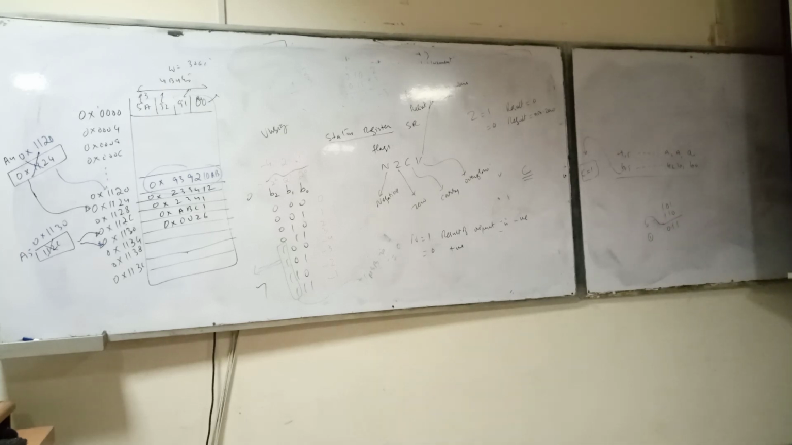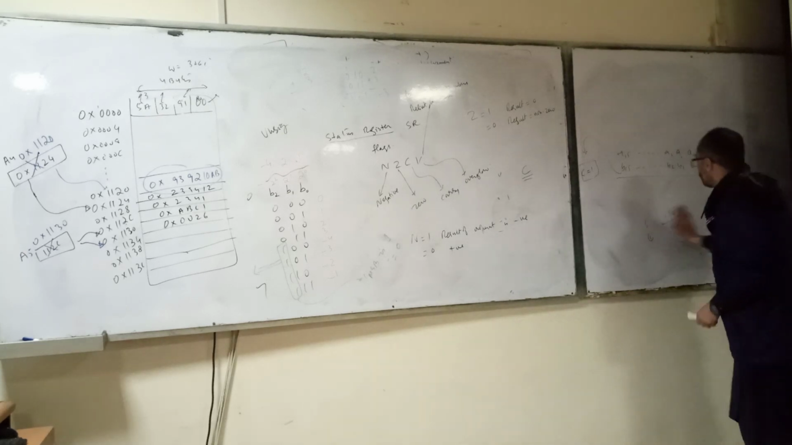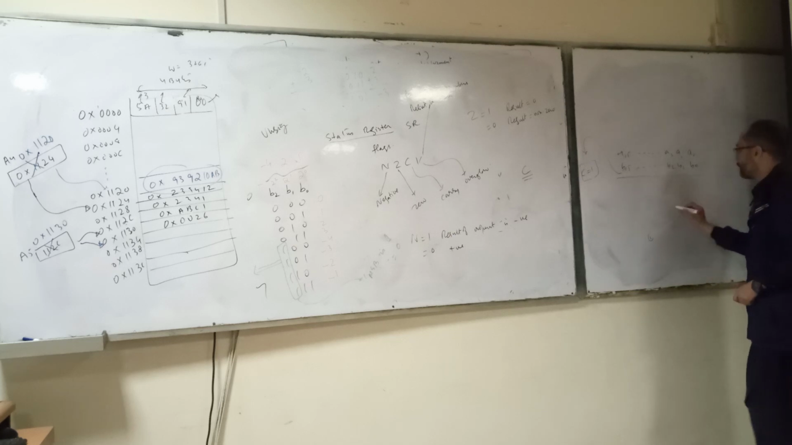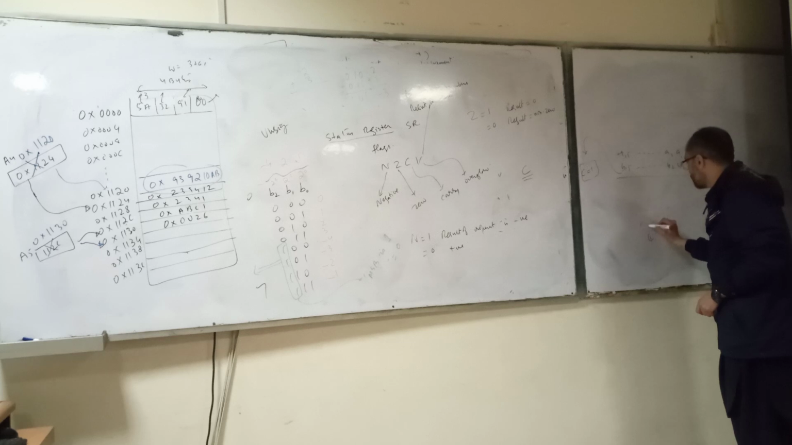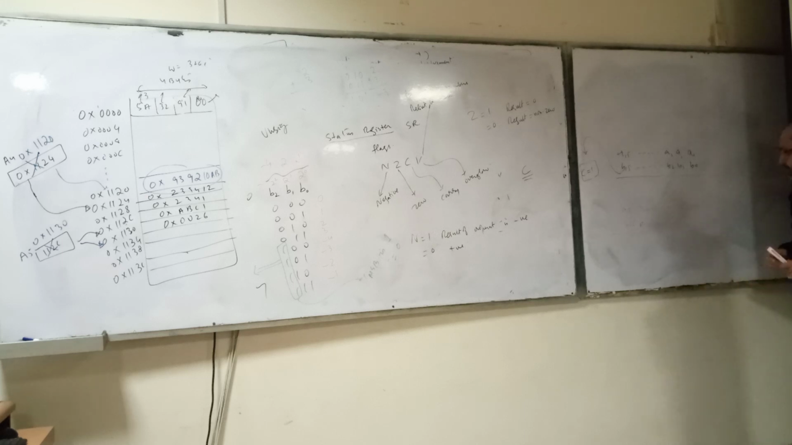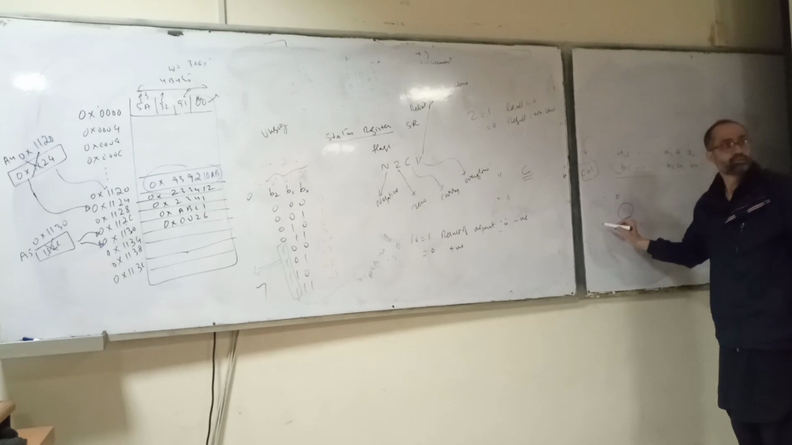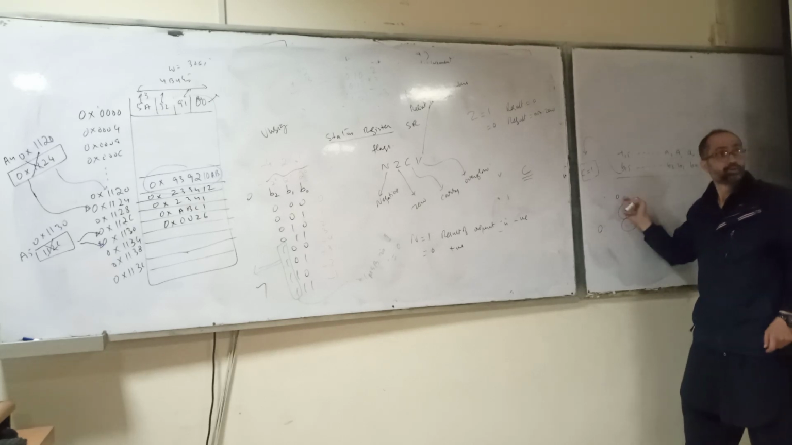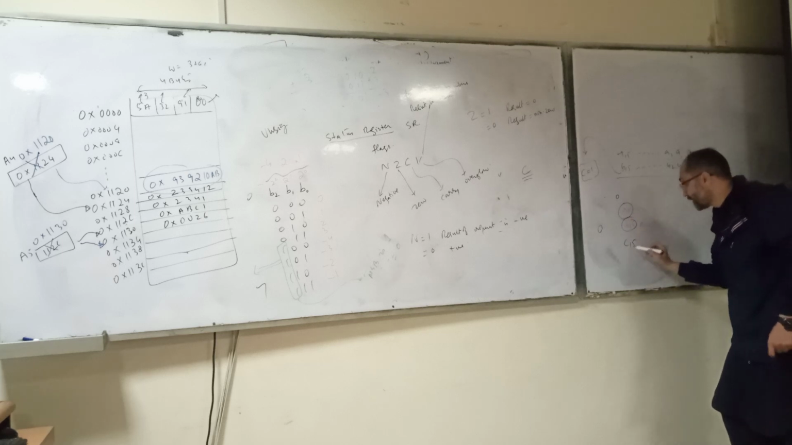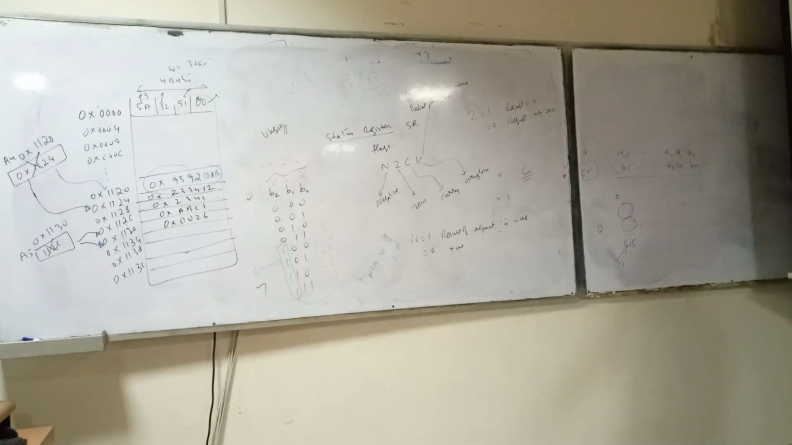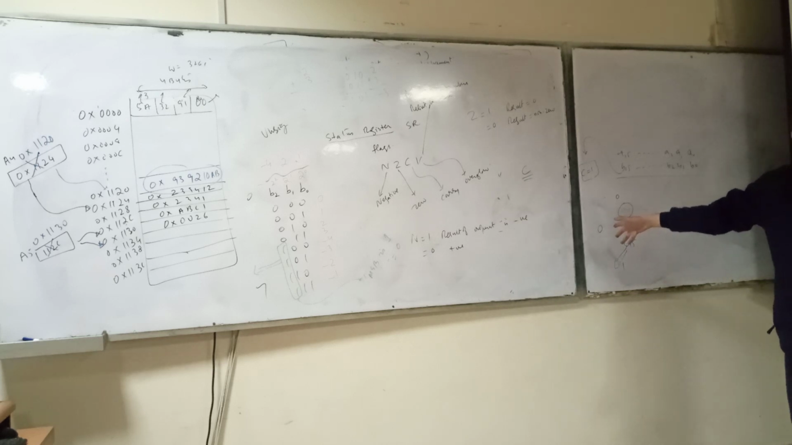Now, how can we detect this overflow? If we are adding this data A0, A1 up to A14 and B14, and A15 and B15, the overflow will be 1 when A15 is 0 and B15 is 0. What does it imply? Both are positive numbers. And C15 is 1. Then an overflow will be generated. So overflow will be 1. Now this is a special case, when n is equal to 15.